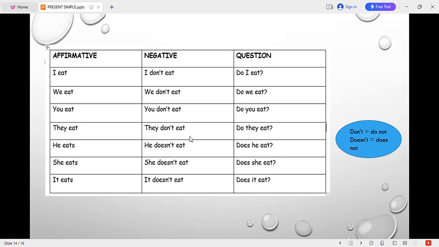They do not eat. Do they eat? We just need yes or no. Yes, they eat. Yes, they do. No, they do not. No, they don't. This is a type of yes-no question.